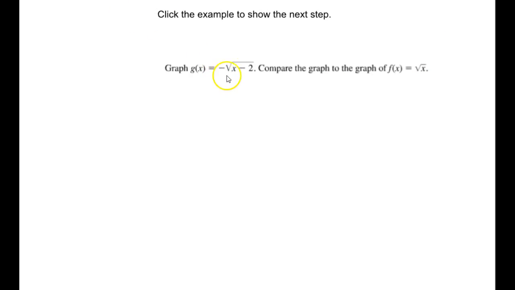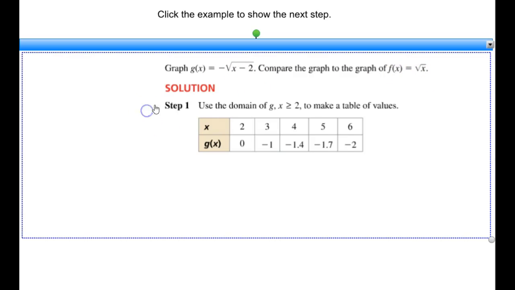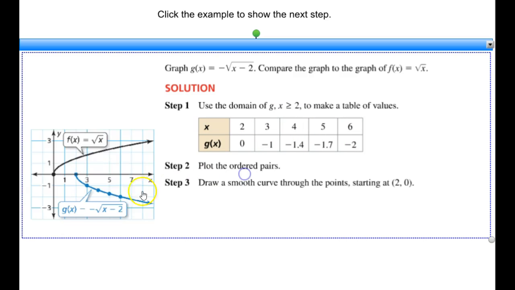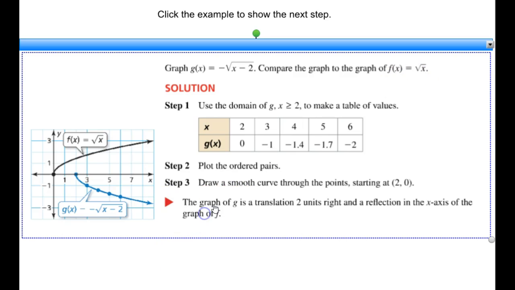So here we're going to graph negative the square root of x minus 2 and then compare it to my parent function. The first thing I do is find my domain, right? I know that x minus 2 has to be greater than or equal to 0. So then I solve for x, which is x greater than or equal to 2. Then I can pick some x values that fall in that domain and find my y. And then I have my points, so I can plot those ordered pairs and draw my smooth curve through them.